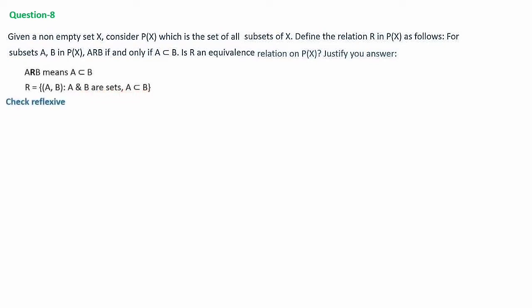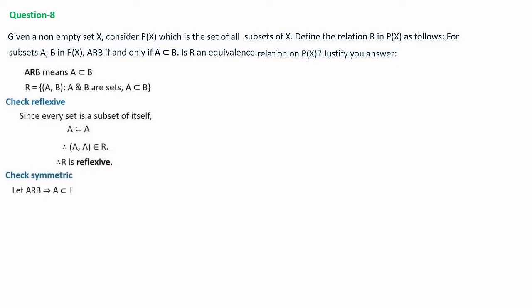First of all, let's check the reflexiveness. As we have learned in set theory, every set is a subset of itself. So A is a subset of A itself. A is a subset of B means A is related to B here. So A is a subset of A means (A, A) is an element of R. A and A are related. Therefore R is reflexive.